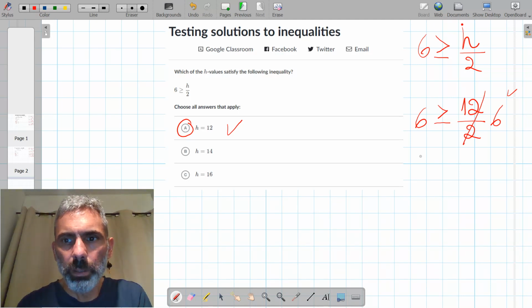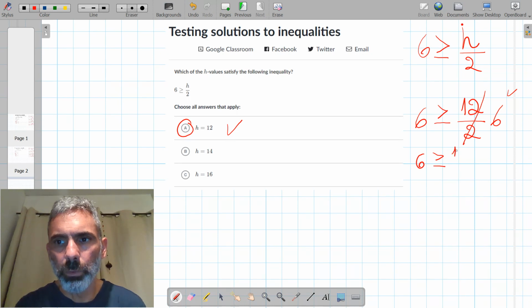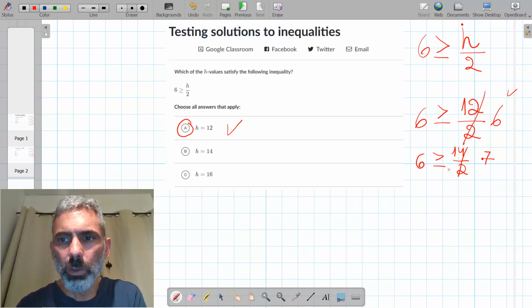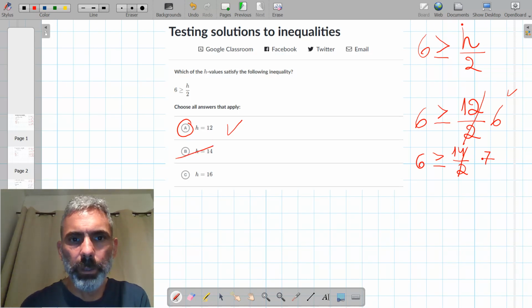Option B, 6 is greater than or equal to, instead of h we plug in 14 divided by 2. So on the right hand side of the inequality we have 7, because 14 divided by 2 is 7, and 6 is not greater than or equal to 7. 6 is less than 7, so B is not correct.